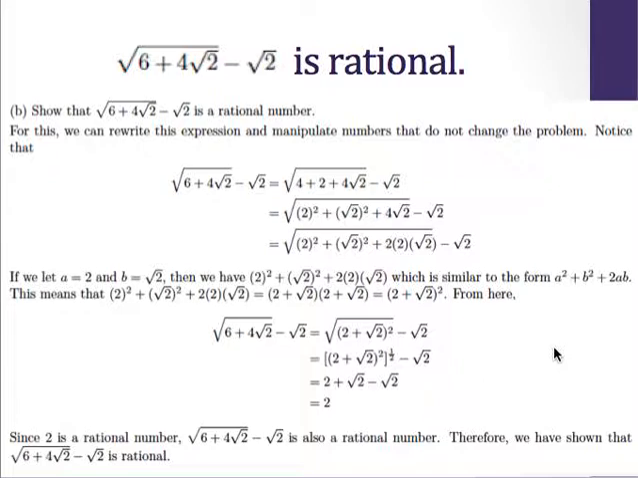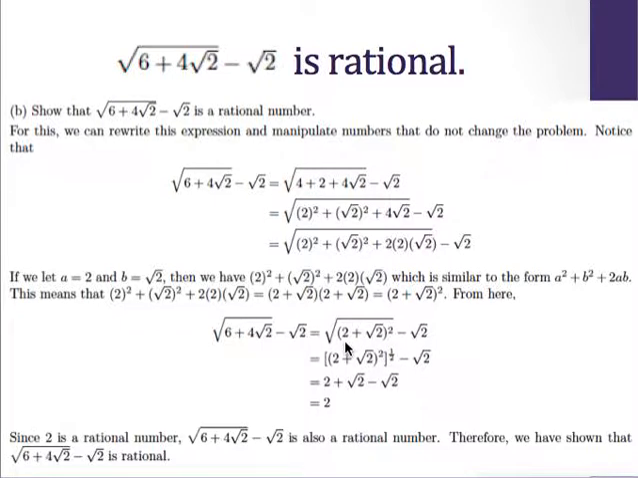So this means that 2 squared plus the square root of 2 squared plus 2 times 2 times the square root of 2 equals 2 plus the square root of 2 times 2 plus the square root of 2, which equals the quantity of 2 plus the square root of 2 squared. From here, we can take this and substitute it into this part of our expression. So the square root of 6 plus 4 root 2 minus the square root of 2 equals the square root of the quantity 2 plus the square root of 2 squared, minus the square root of 2.